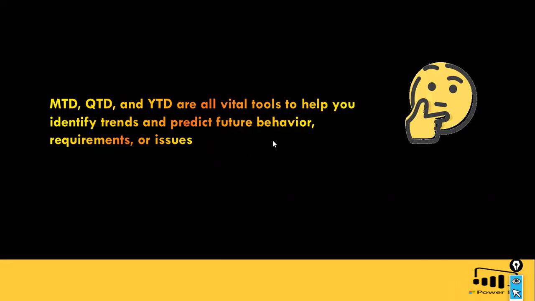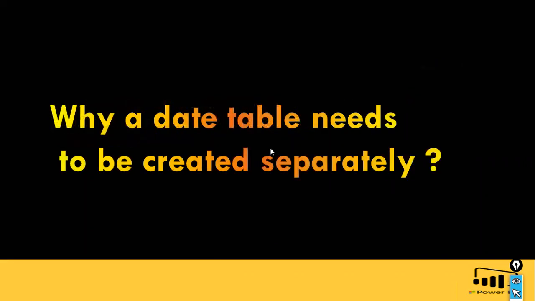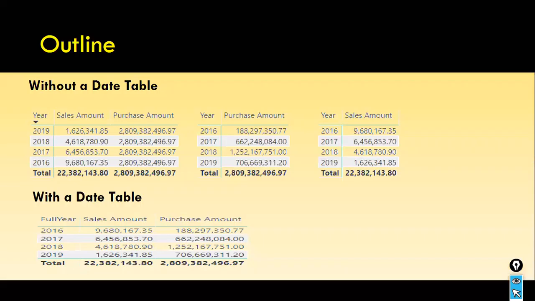Okay, so the next one is, when it comes to time intelligence, obviously you have to have a separate date table. Without a date table, you cannot perform time intelligence. It will not give you the accurate result. For example, without a date table, what happens? You have two different columns, sales amount and purchase amount, and if you want to do filtering, you can filter by the year with sales amount and the year with purchase amount.